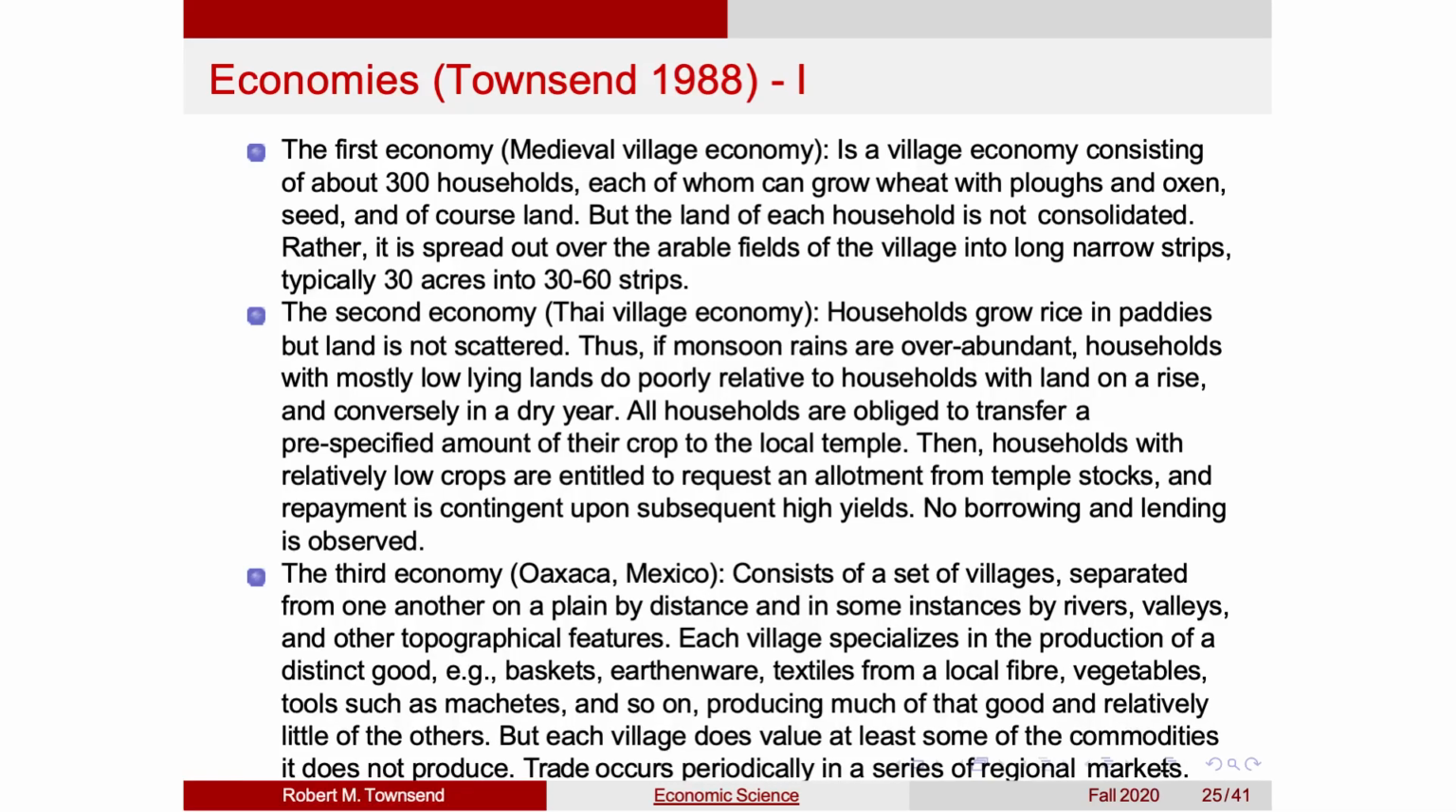The third economy is drawn on a description of Oaxaca in Mexico. It's a set of villages, not just one.